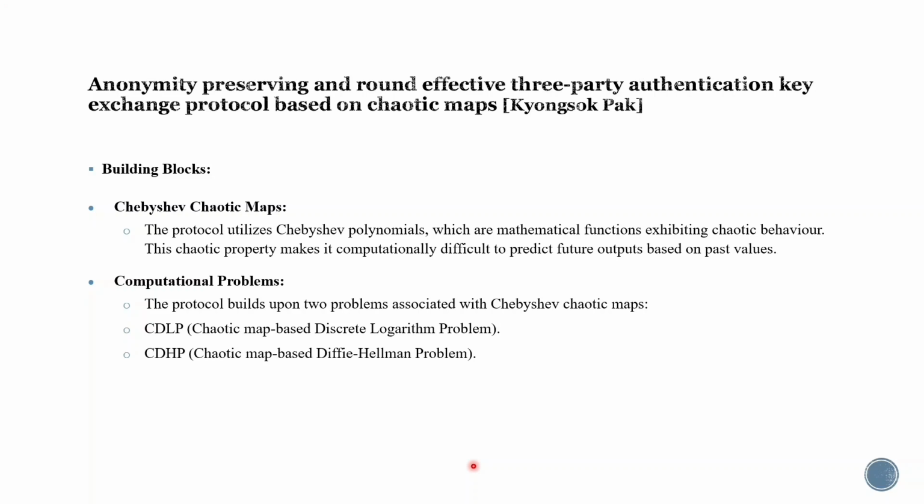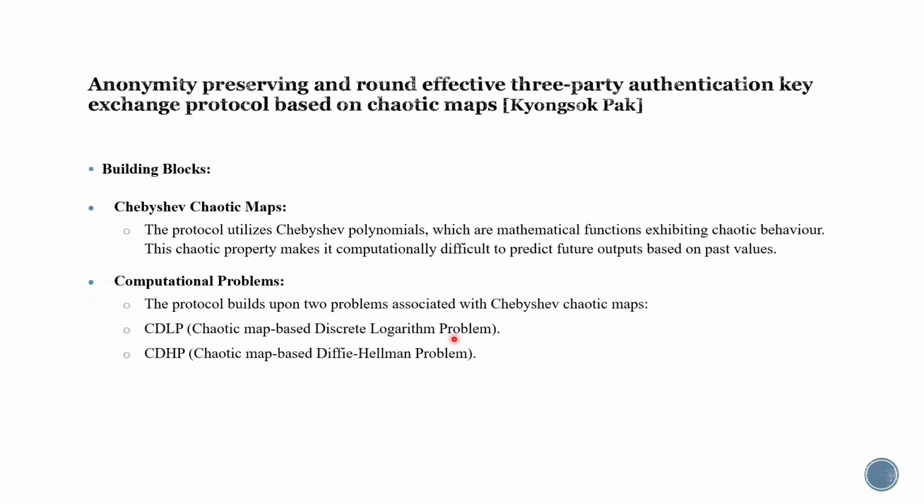Moving on to the next protocol, anonymity preserving round effective three-party authentication key exchange protocol based on chaotic maps. Chaotic maps basically exhibit a chaotic behavior. These are the mathematical operations that execute a chaotic behavior, meaning that you cannot determine how a particular value is being calculated. The chaotic maps used in this particular protocol are chaotic maps based on discrete logarithmic problem and chaotic maps based on Diffie-Hellman problem.